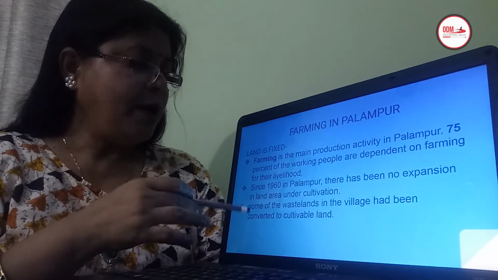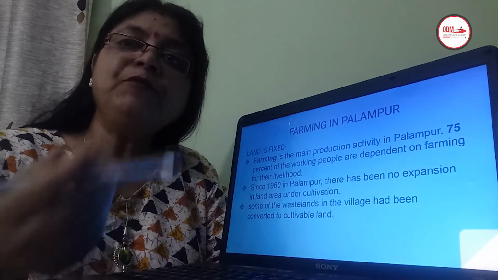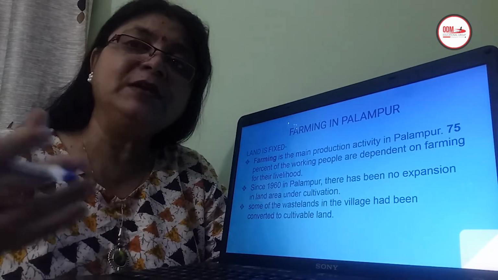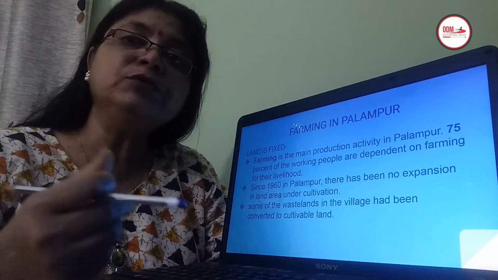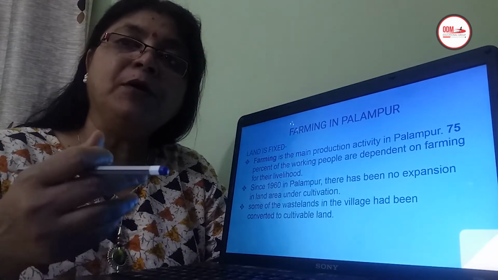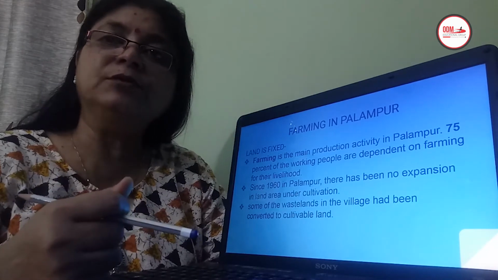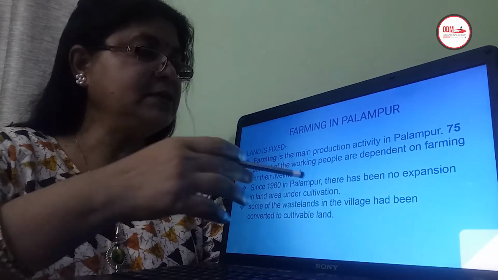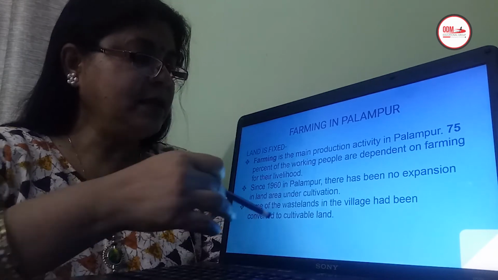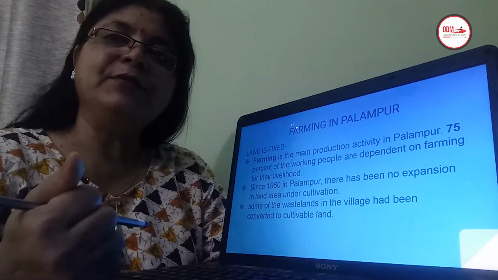Then after some time, in this Palampur village, when the method of cultivation increased, they used a variety of modern techniques, and they brought some wasteland into use. So since the 1960s, after that they increased their cultivated land.